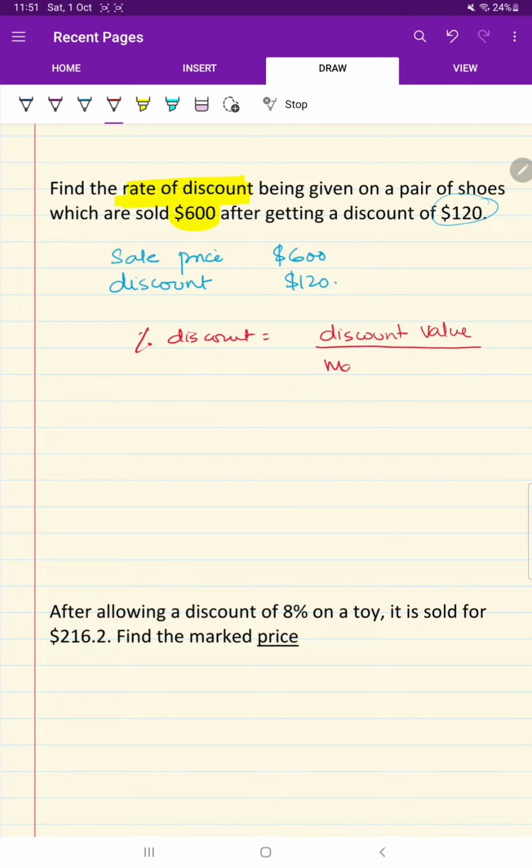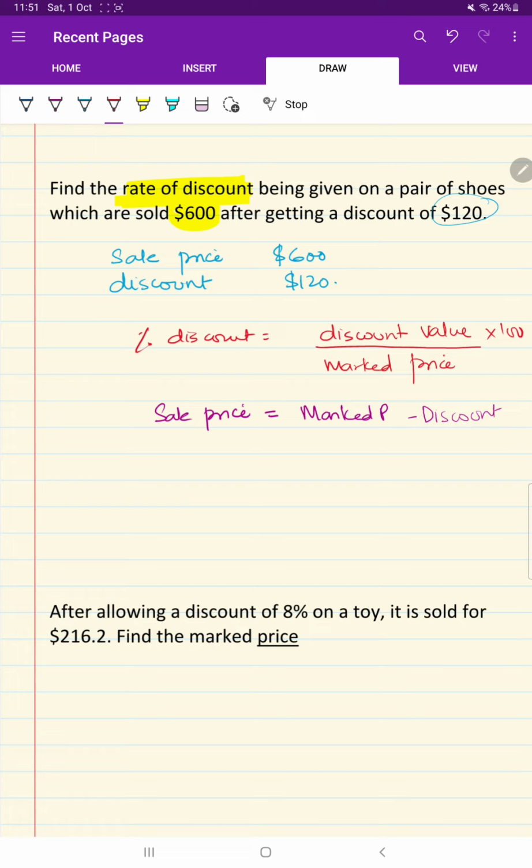upon marked price, which I have, of course, I think I have to find. No, I don't have to find here. Marked price into 100, right? Do I have marked price here? No, I don't have. What do I do then? Okay, one more thing. I can say the sale price is equal to marked price minus discount.